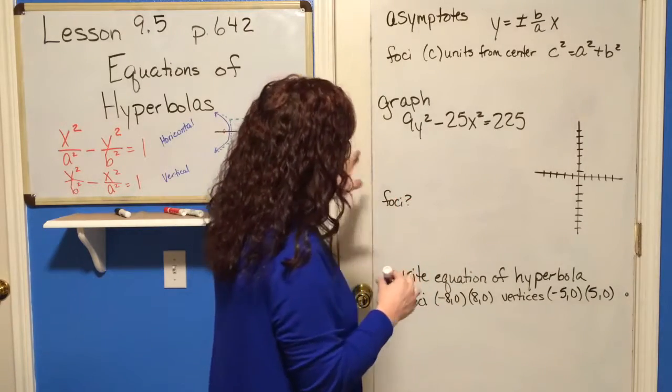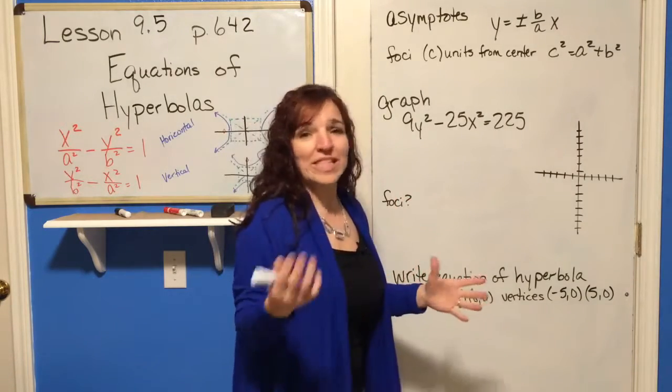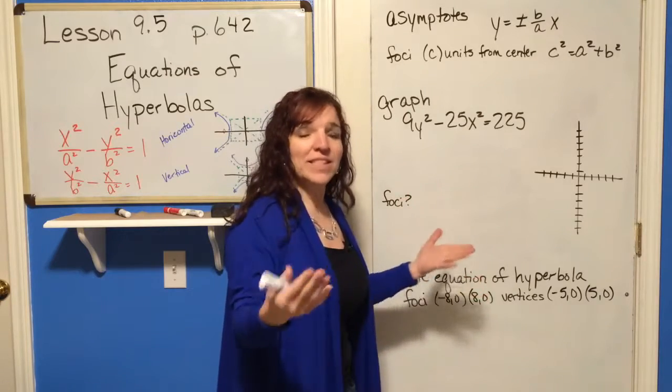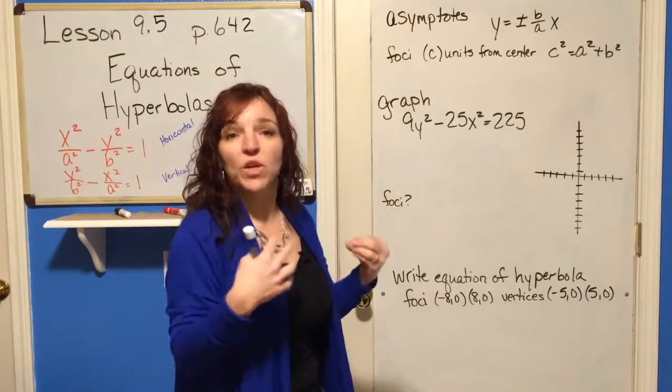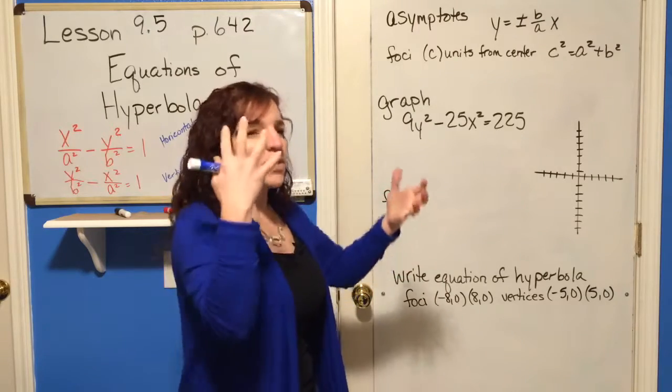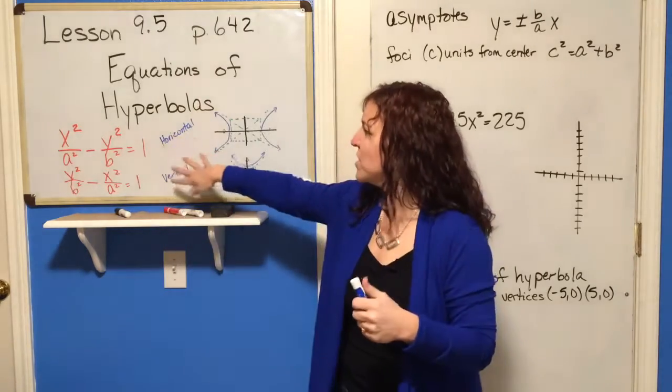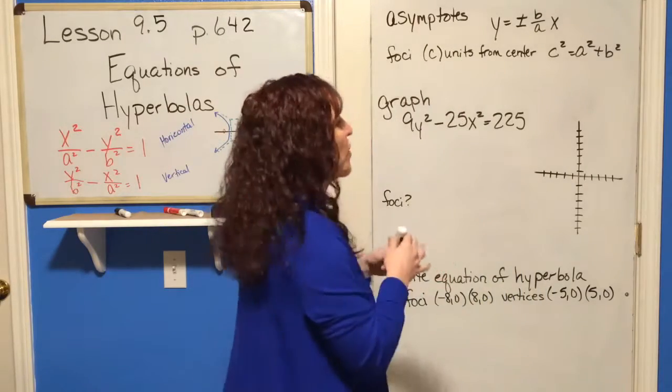So only two types of problems today. We're going to graph hyperbolas, and we're going to be given pieces of hyperbolas that we then need to use to come up with an equation. So that's all we need to do. Start soaking in the equations and what they look like and why they look that way.